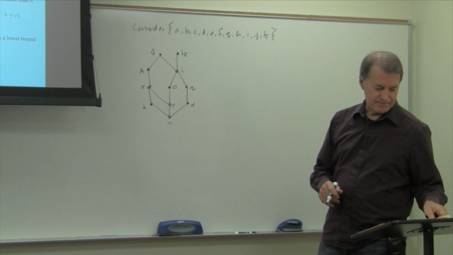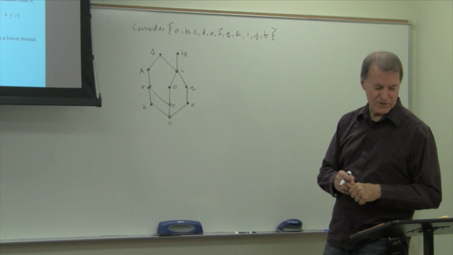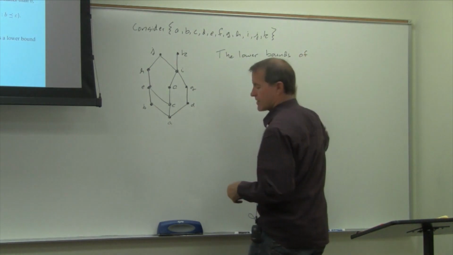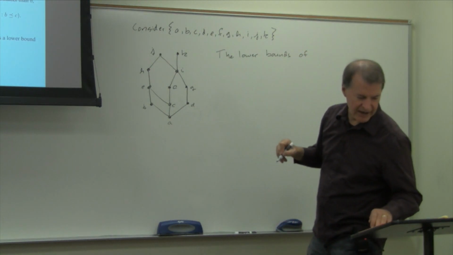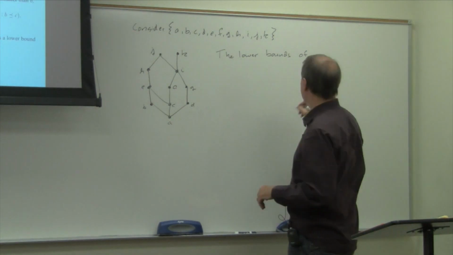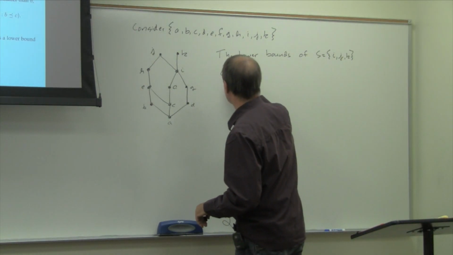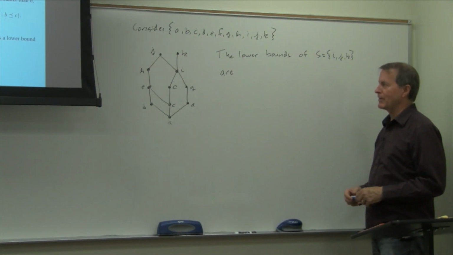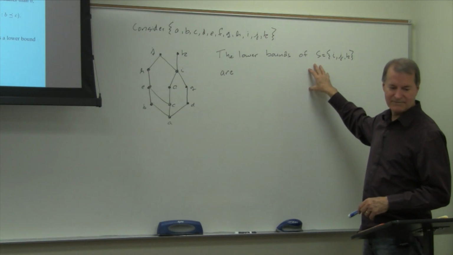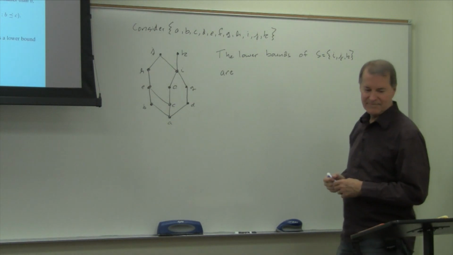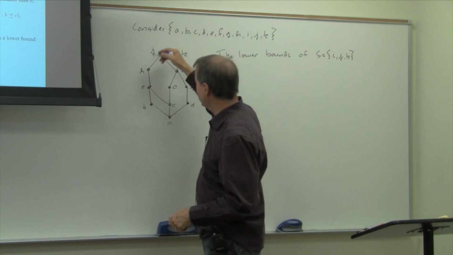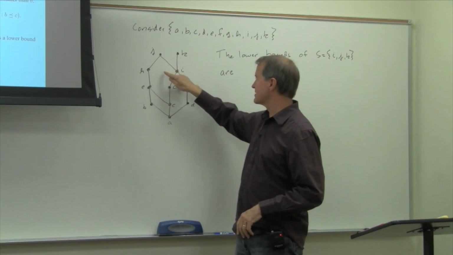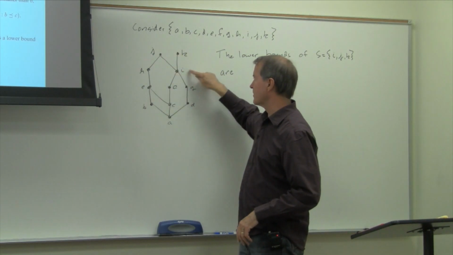All right. Not symmetric. Here's what I'm going to ask. The lower bounds of S equals IJK are what? FGC. So what do you have to do? When you look at IJK, I don't want to mess up my diagram, but think of it as IJK. So here's the subset, right? You have FGC.